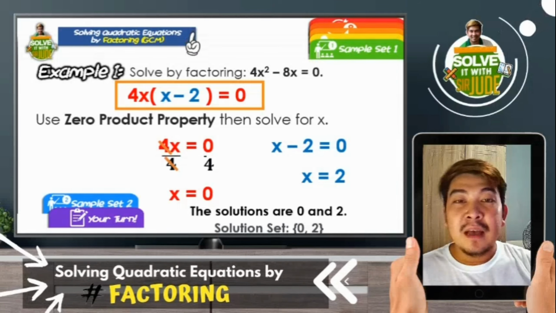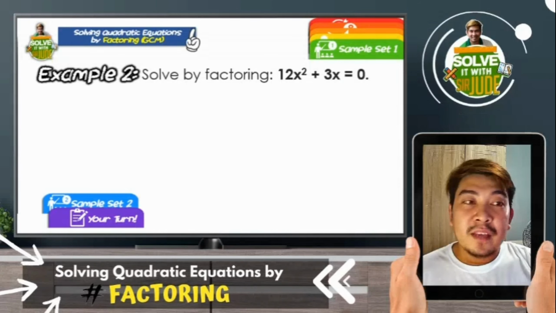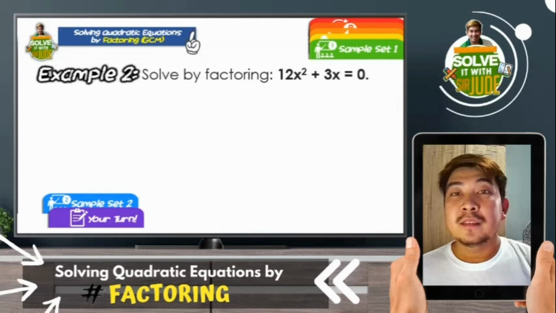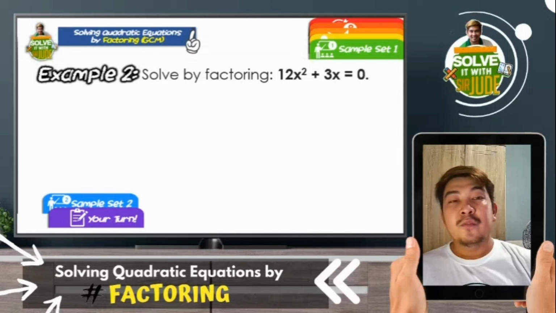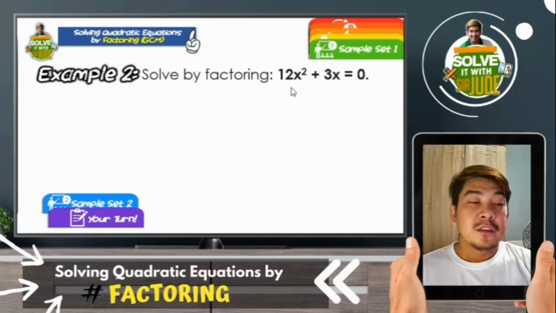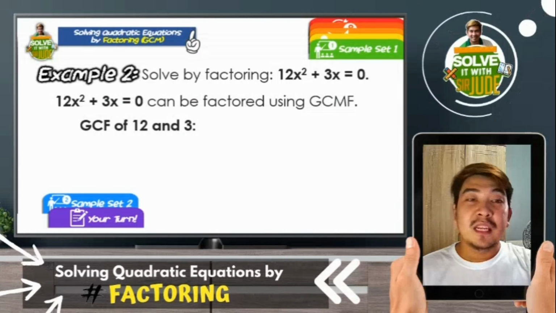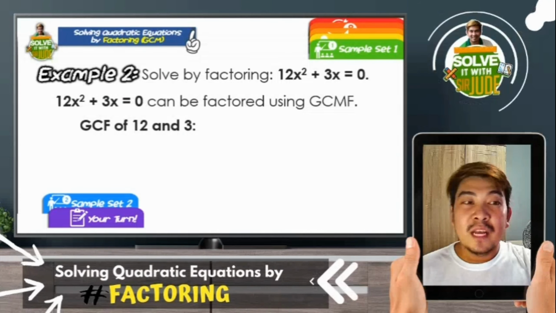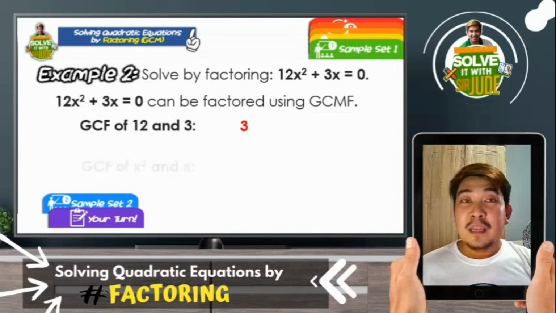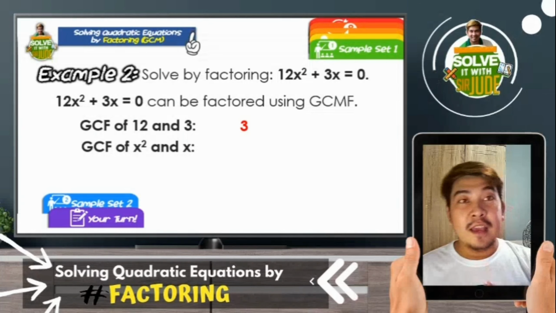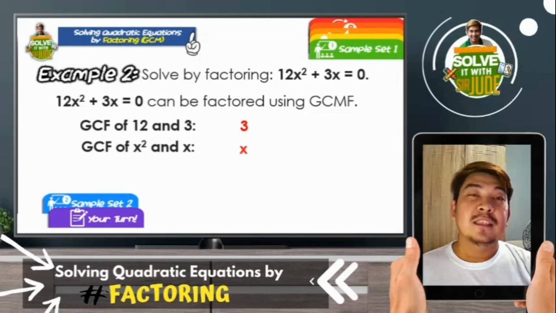Bigay pa tayo ng isa pang example. So the second example is given by 12x squared plus 3x is equal to 0. So again, we will be using the GCMF as a technique in factoring this equation. So to factor out, kailangan natin si GCF ni 12 and 3. Ano ba ang GCF ni 12 and 3? So that will be, of course, 3. Paano naman yung variables? Ang variables given will be x squared and x. So the GCF is the variable with the least exponent, therefore that is x.